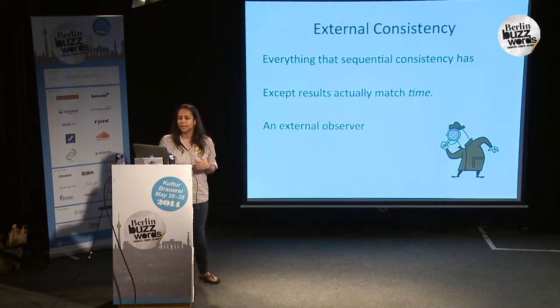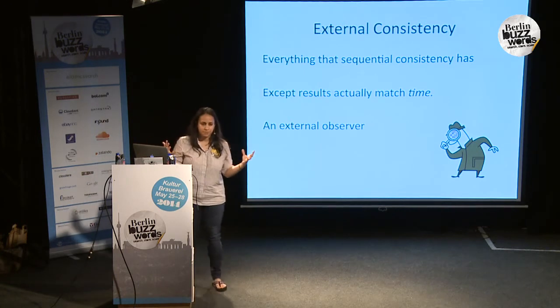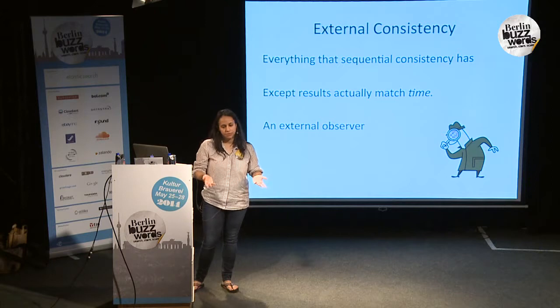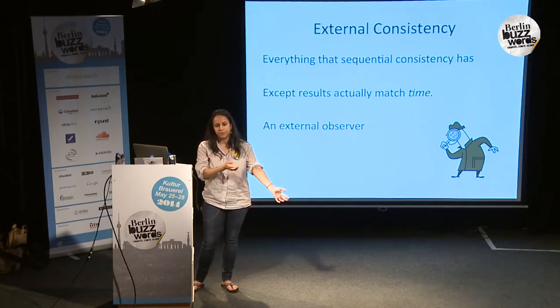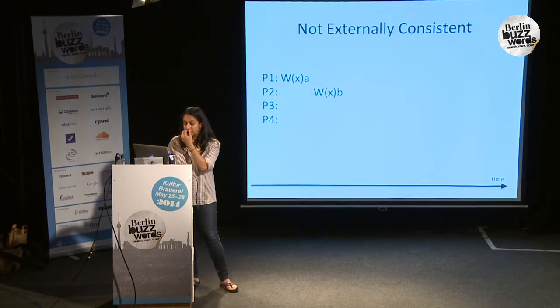And so what this means is that you can imagine as though you had an external observer looking at your system from the outside. And if an external observer reads in your system and sees that the value of a variable is something, that has to be preserved. And so in this example, we can see that it's not externally consistent.